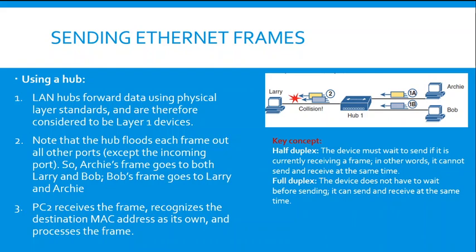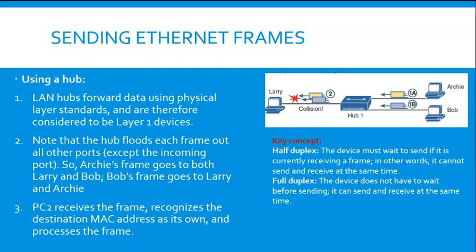So in this case, Archie's frame goes to both Layer and Bob, but Bob's frame goes to Layer and Archie. PC2 receives the frame, recognizes the destination MAC address as its own, and processes the frame. In half duplex, the device must wait to send if it's currently receiving a frame. In other words, it cannot send and receive at the same time.